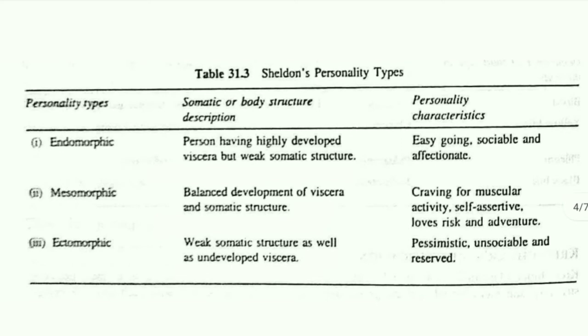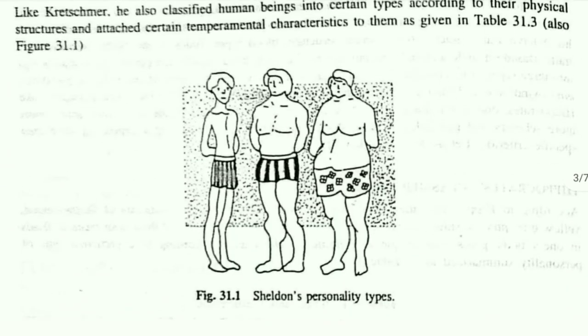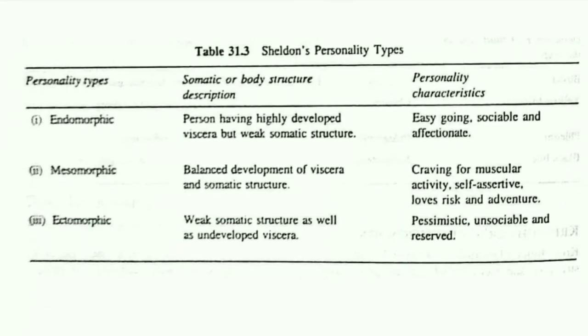Then mesomorphic: balanced development of viscera and somatic structure. His somatic structure or body structure is balanced, the middle one here, and the personality characteristics of that person are muscular activity. He always wants to do muscular activity. Then self-assertive, loves risks and adventure.